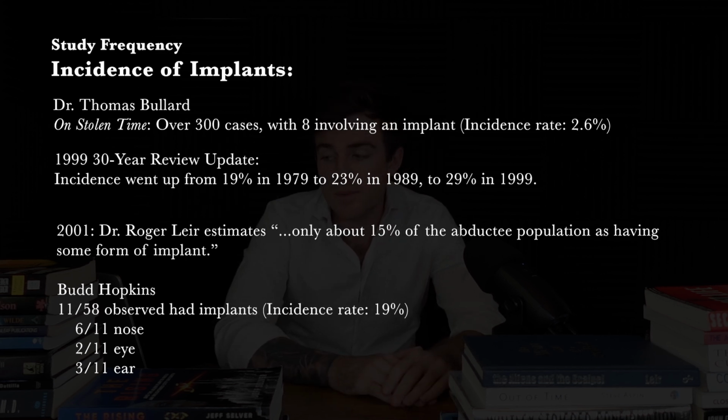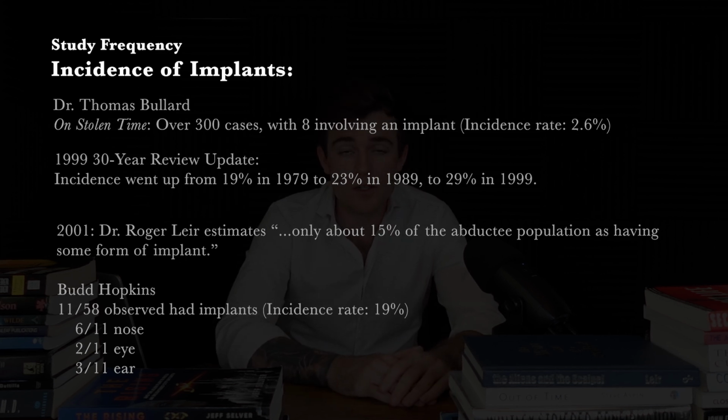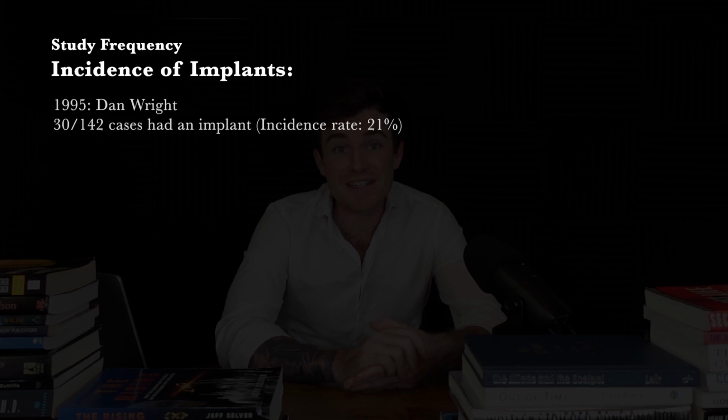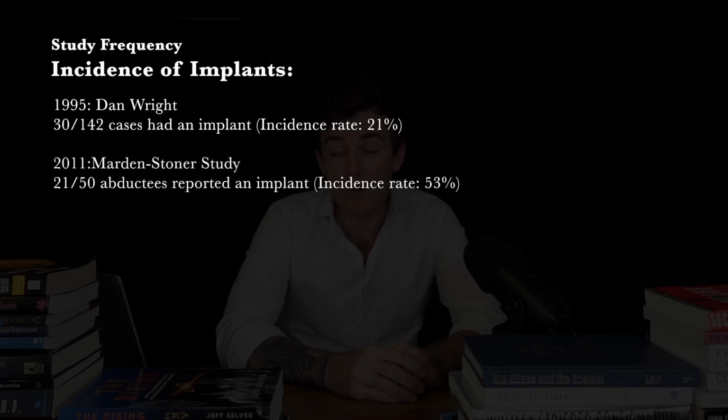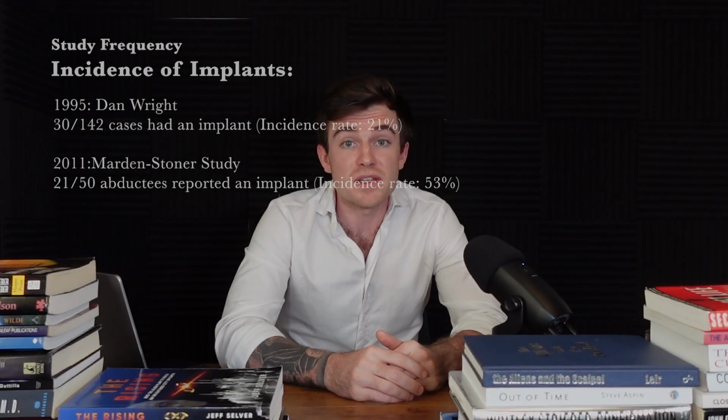Dan Wright, in his seminal review of the MUFON Abduction Transcription Project, writes in 1995 that 30 of the 142 reviewed cases claimed an implant, which comes out to be at around 21% incidence. And finally, most recently, the Martin Stoner study from 2011 found that 21 of the 50 abductees sampled reported an implant for a total of 53%. So this overview suggests that implants are not by any means common in most encounters, but have been found to be more prevalent than originally thought.